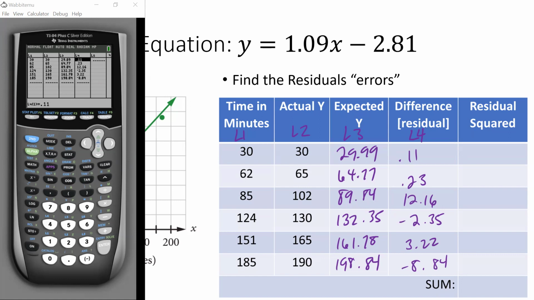And then our residual squared means that we're going to take our residual and square it, right? So in our residual, this is going to be our L5. We're going to arrow over to L5. We need L5 to be bold in order for us to type. To ensure that we're protecting our negatives, we're going to put parentheses. And again, we're going to be using L4 because that's where our residuals are, right? So we're going to press second 4, and it's going to find our L4, and we're going to square it. So we're putting parentheses L4 squared.